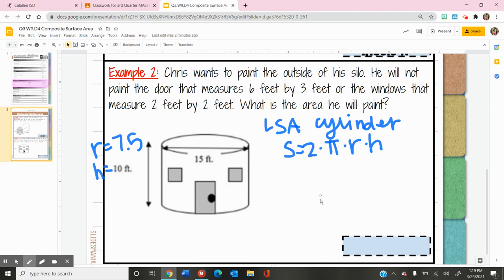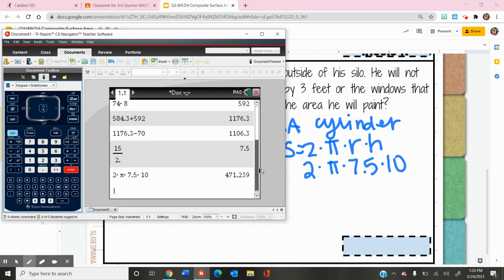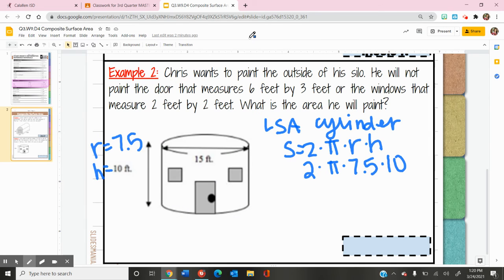So I'm going to plug these numbers into my formula. This is now 2 times pi times my radius, which is 7.5, times my height, which is 10. Opening up my calculator, 2 times pi times 7.5 times 10, you get 471.2. And this is going to be feet squared. So this is the lateral surface area of the cylinder.